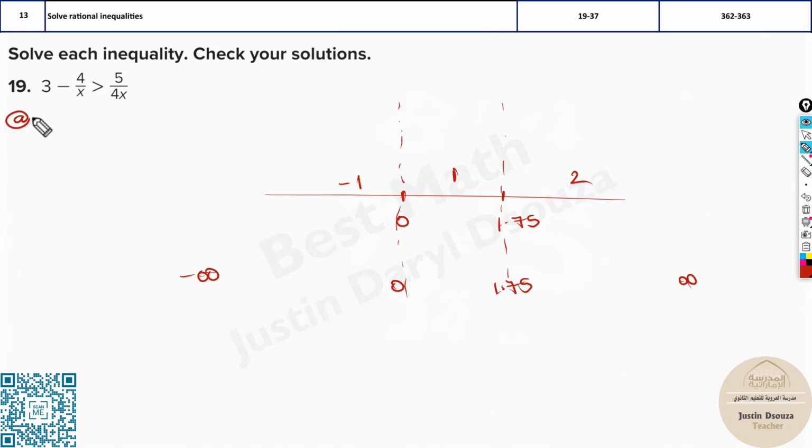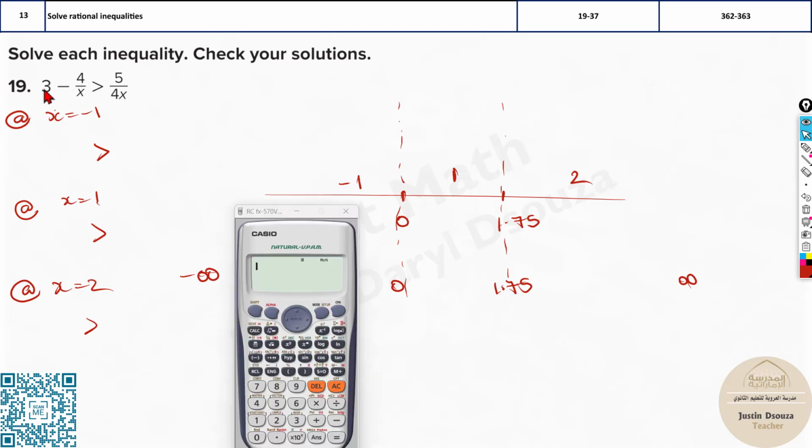Now, what happens? I need to test at x equals minus 1, and I should see both the sides. Is it greater or not? Is this true or false? Then I test at x equal to 1. And lastly, we also test at x equal to 2, and we have to see whether it will be true or false. We need a calculator for this. Let's use our calculators now. Here, there's an easier way. Rather than putting minus 1 here and writing the values, just type this expression, the one given, 3 minus 4 by x. So now just calculate at different values.